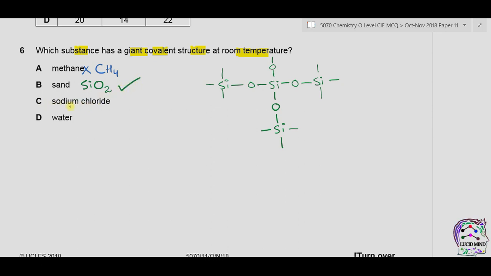C. We have sodium chloride. In sodium chloride we have sodium ions and chloride ions present. Each sodium ion is surrounded by chloride ions and each chloride ion is again surrounded by sodium ions. So the structure is giant ionic as ionic bonding is present. So therefore this is not covalent. D is water. Water is not a solid at room temperature because the formula is H2O and it is simple molecular. It is not giant covalent. So D is incorrect. Correct answer is B.